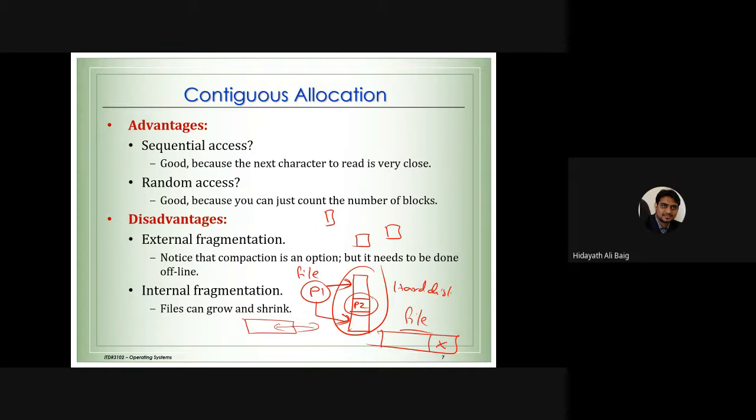So this method is good for sequential access and good for random access, but it has external fragmentation, which means if the storage is available in different locations, this method cannot use it. Also, if we want to give some storage at the beginning of the file, sometimes the file can shrink, or sometimes it can grow. So these are the two problems of contiguous allocation.